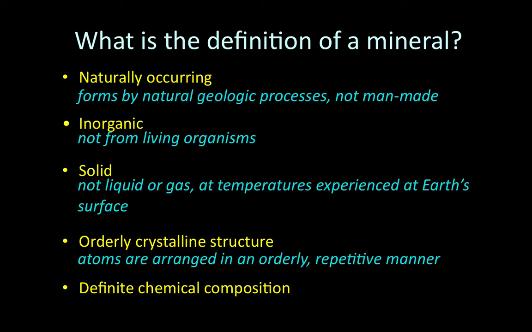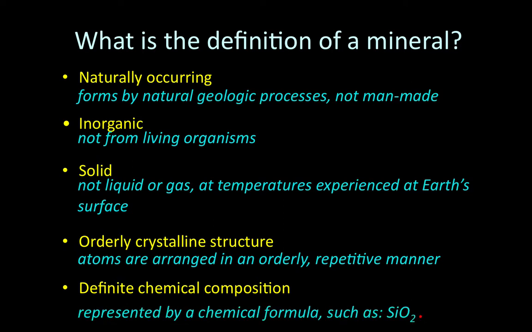The next one is that it has an orderly crystalline structure. So the atoms are arranged in a very orderly, repetitive manner. If you take a little piece of it in the corner, you have exactly the same pattern as in another little piece of the mineral. The last one, it's represented by a chemical formula such as SiO2. That's actually the chemical formula for quartz. The latter two of these parts of the definition are things that you probably won't know when you're examining something, but do know that minerals all have very distinct elements within them. It's not just a random assemblage.